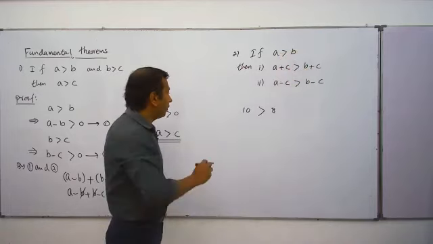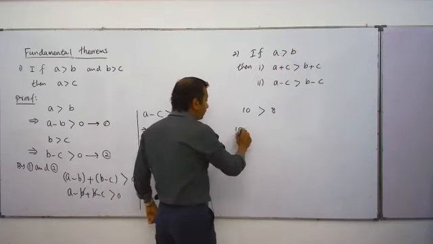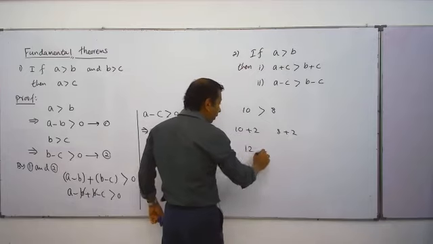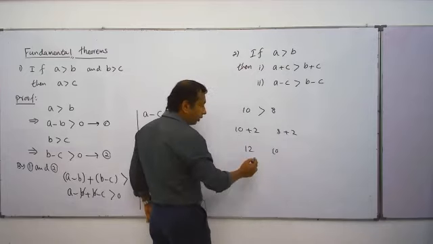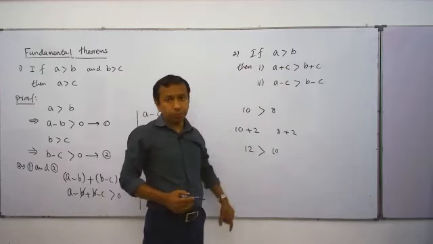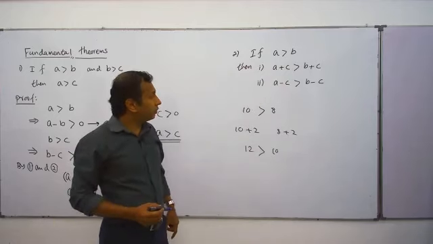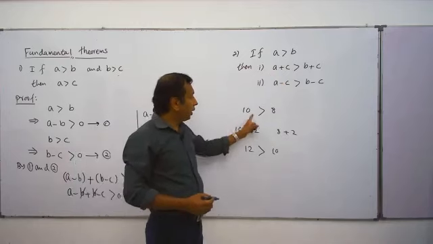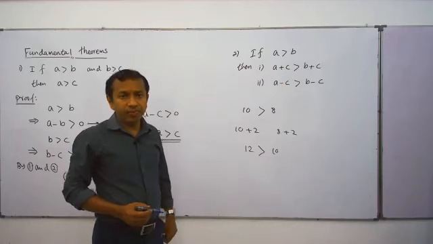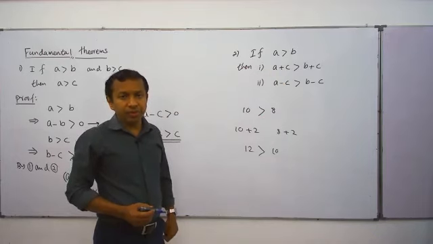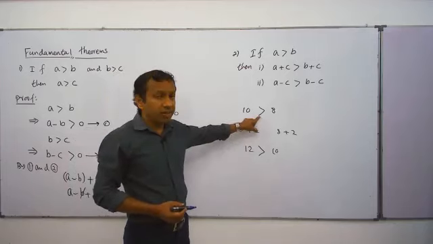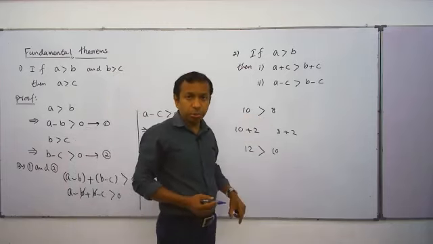Now here I can add 2 to both sides. Now what do you get? 12 here, right-hand side 10. 12 greater than 10. That's what this number 1 says. Number 2 says, 10 greater than 8, we subtract the same value from both sides. Even after subtracting the same value from both sides, still the direction of the inequality sign remains true.